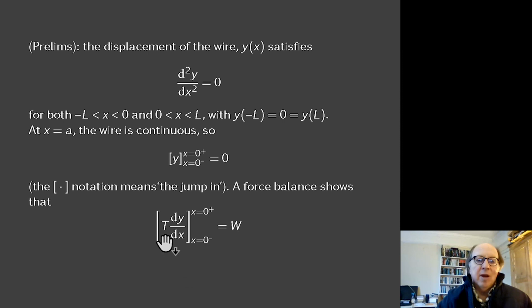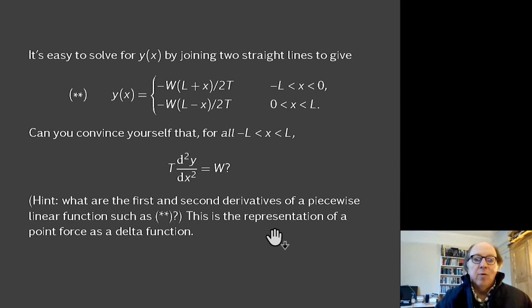The weight is equal to the tension. Now this should be the sine of the angle, but because the displacements are small, the sine of the angle is the same as the tangent of the angle, approximately, and so the tangent of the angle is dy by dx. So that's why we have dy by dx there. And it's a simple matter, of course, to solve this.